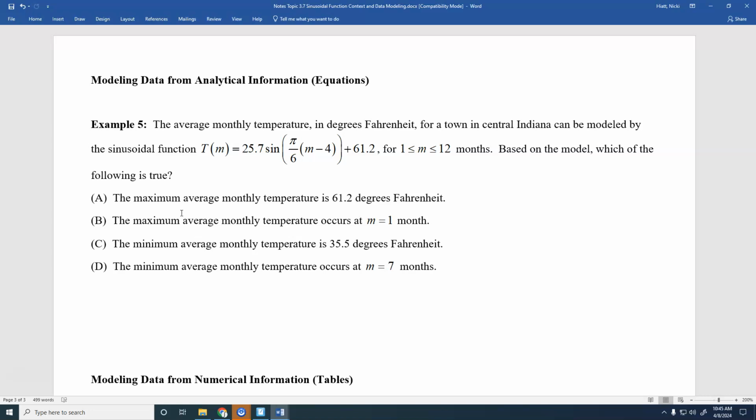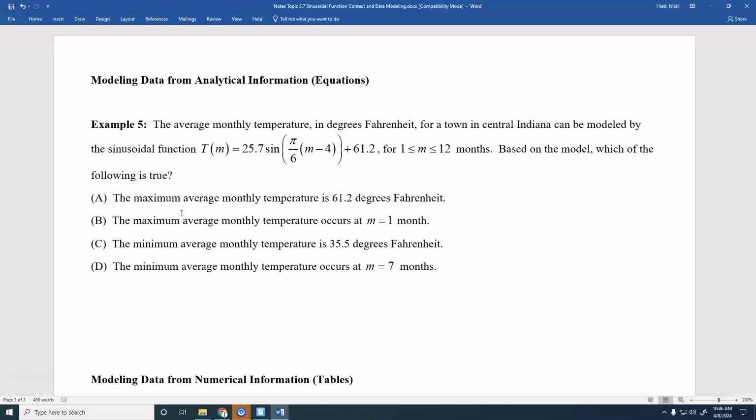Okay. Here's an example where the equation is given to us. And I believe this is still calculator inactive right here. So the average monthly temperature in degrees Fahrenheit for a town in central Indiana can be modeled by the sinusoidal function given, from 1 to 12 months. Based on the model, which of the following is true?